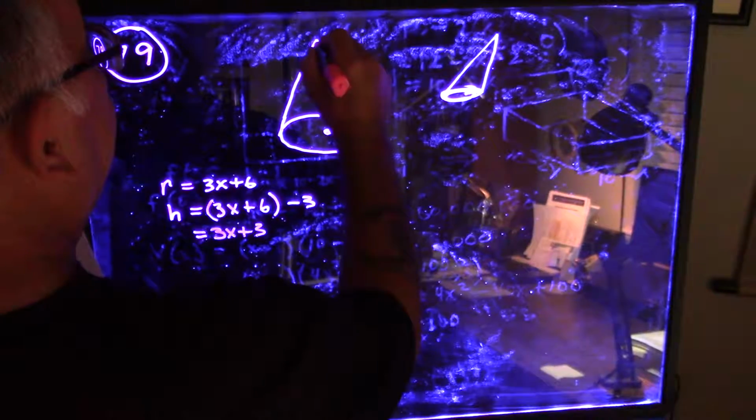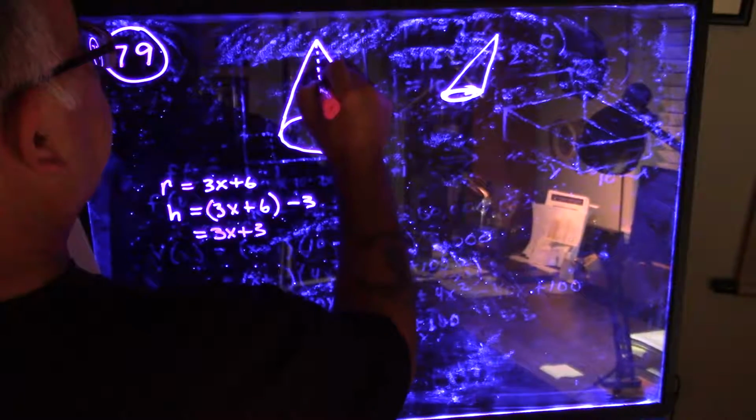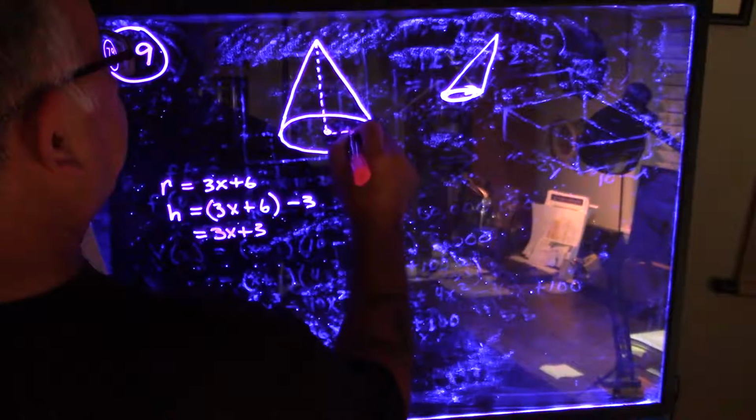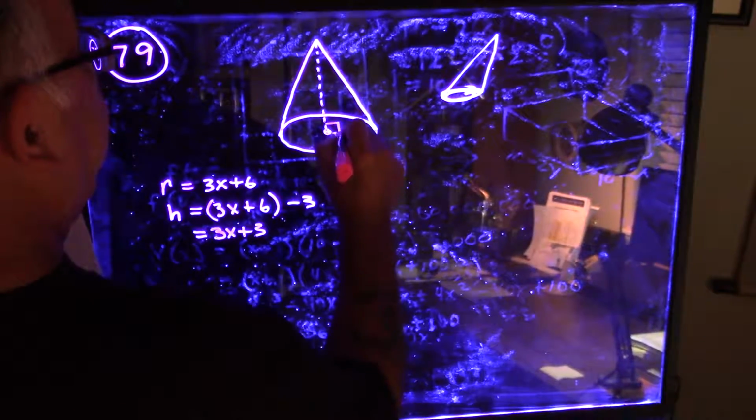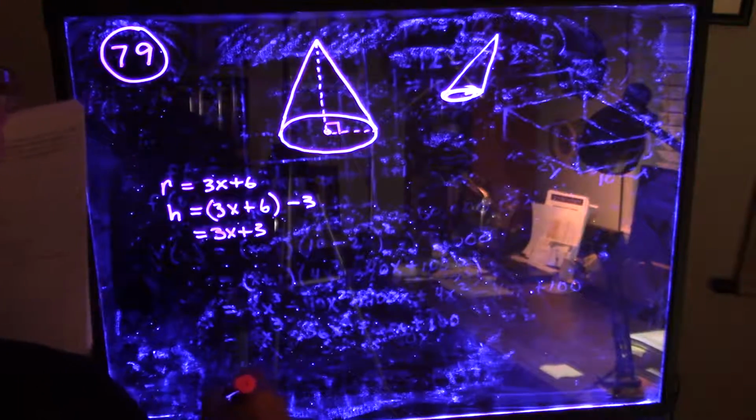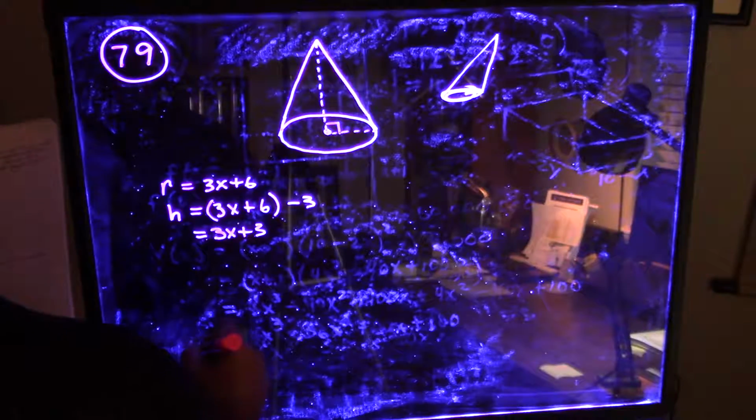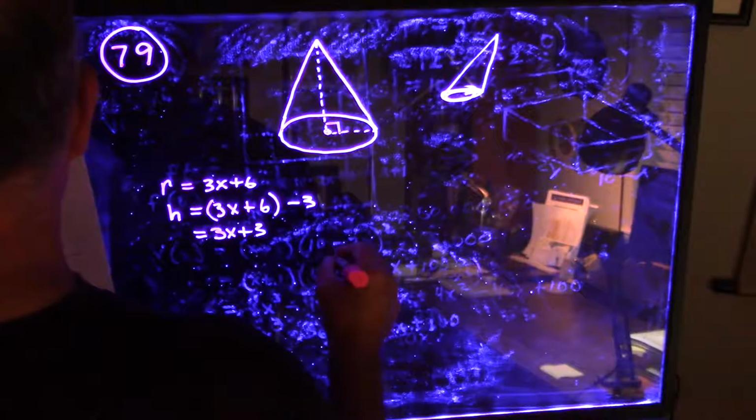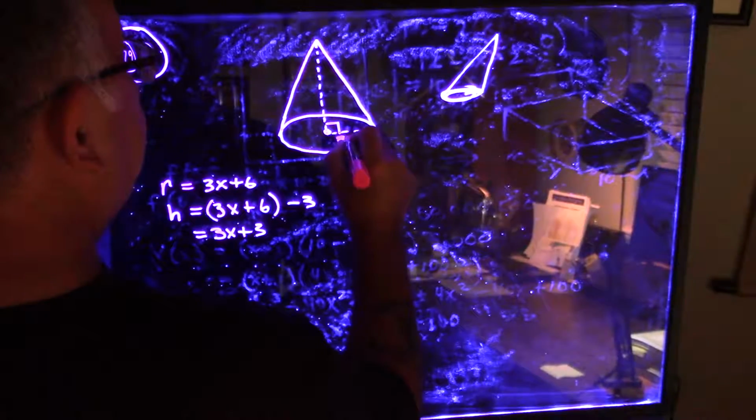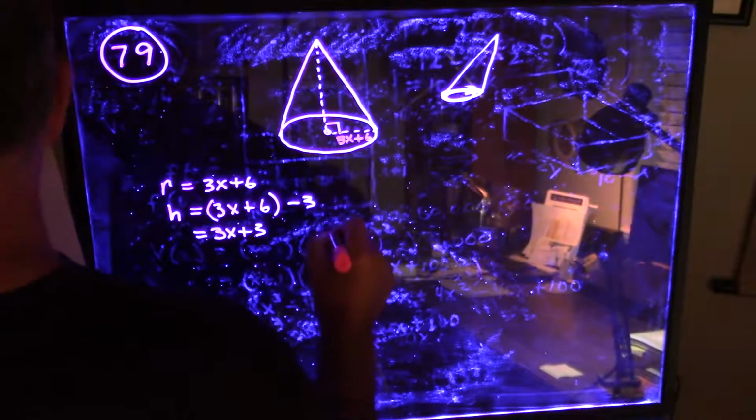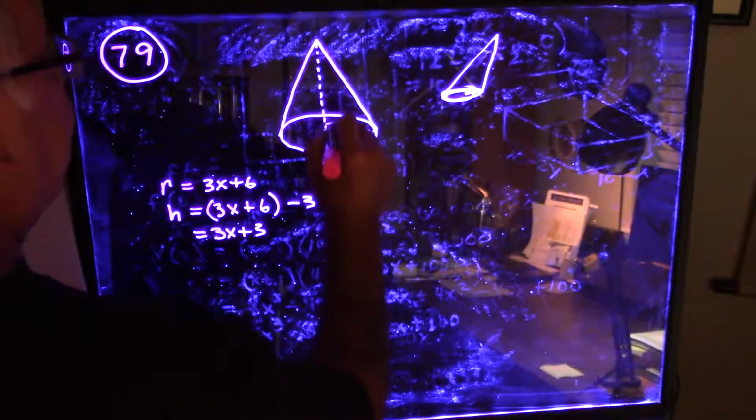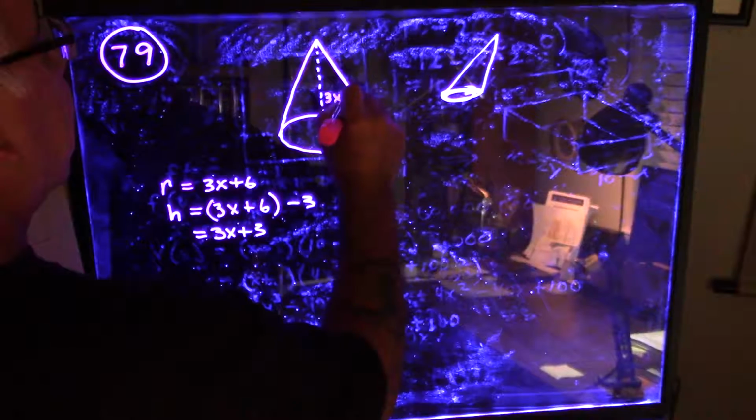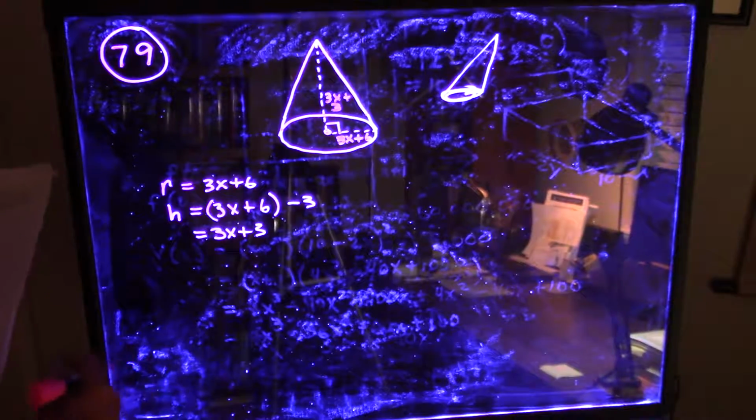So here's our height, and there's a radius. And this is a right angle, because that's where you get the right circular cone. It's a right angle there. And the circular part comes from the base, which is a circle. All right, so this is 3x plus 6, and that's 3x plus 3. If you can make that out.